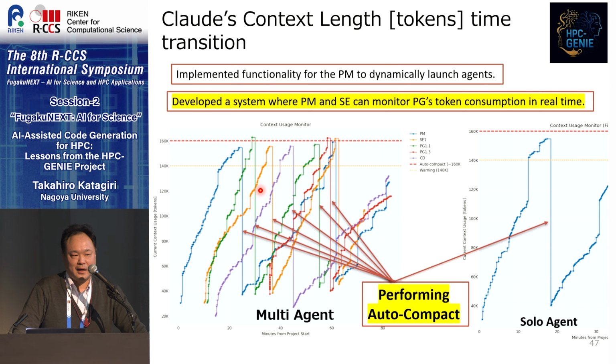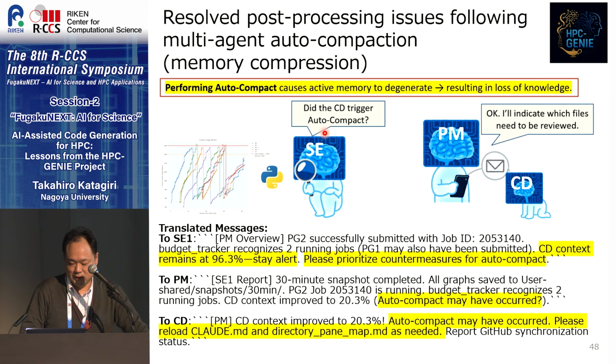To avoid this, we monitor the context length, and the agent checks for auto-compaction. If the agent finds the auto-compaction, it orders that agent to reload the requirements or something. With this, we can do long-time running for the AI agent. This is a very crucial thing we found.